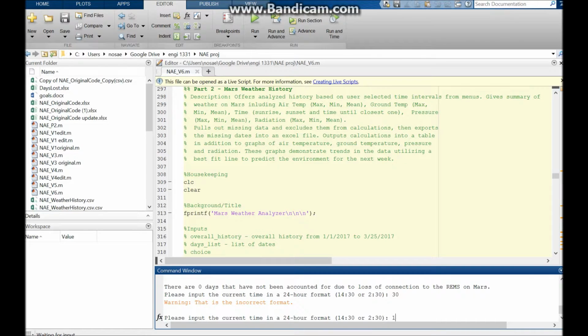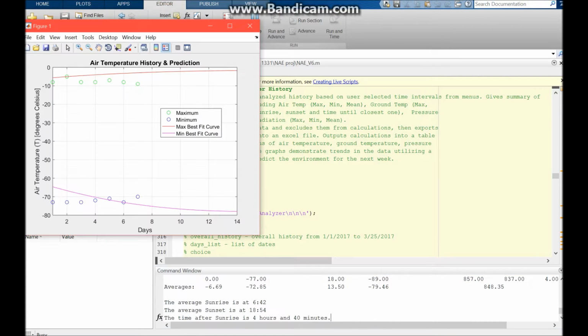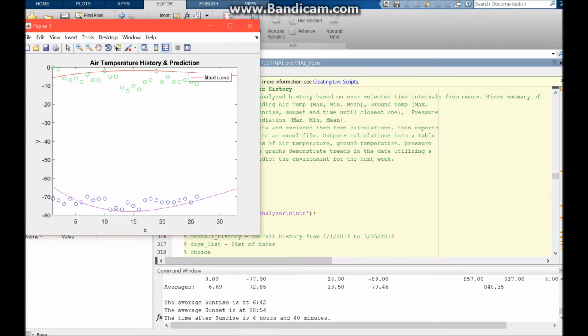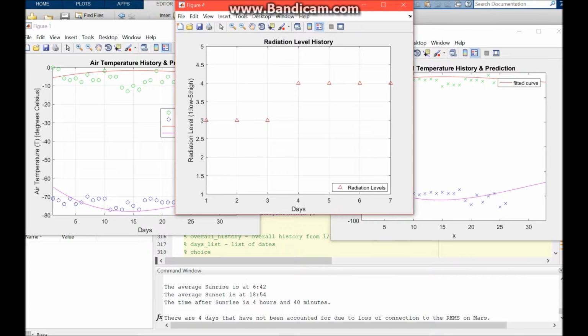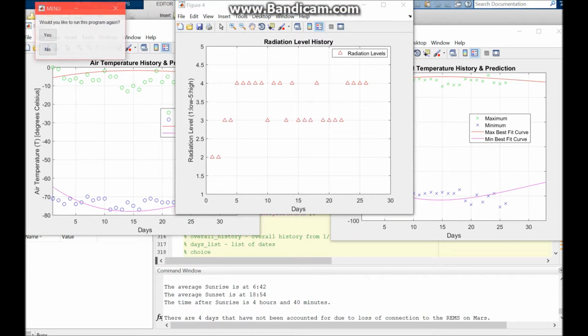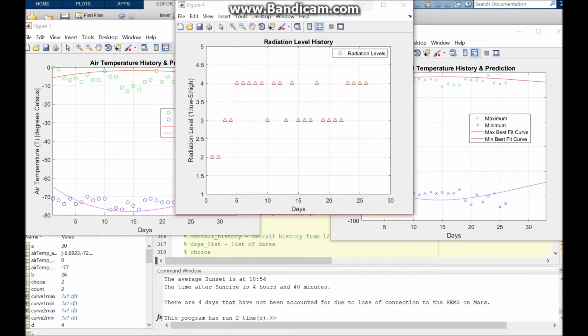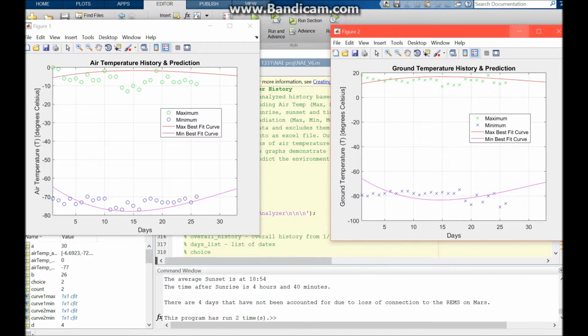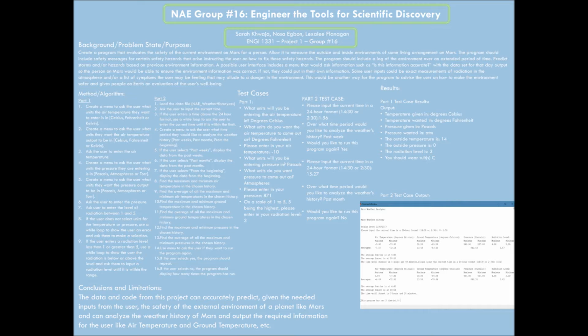And now we enter a time of 11:25 for the history of the past month, and it gives us the graphs for that time period. So with this code, I think space explorers and scientists can use it to help organize all their data, and it will help them to be efficient when selecting what equipment and suits can protect them during the exploration.